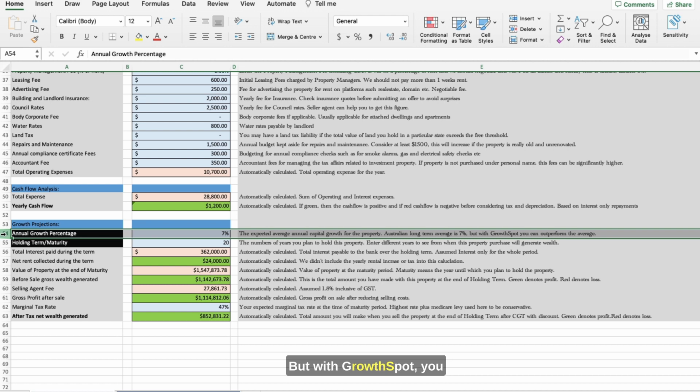But with GrowthSpot, you can outperform the Australian average. This doesn't mean by using services from GrowthSpot, you are going to make 8% growth year on year every year. All it means is if the Australian average for the next 10 years is 3%, we will beat it. If the average growth for the next 10 years is negative 5%, with GrowthSpot, you won't lose that much. I hope you are getting the concept here clearly.